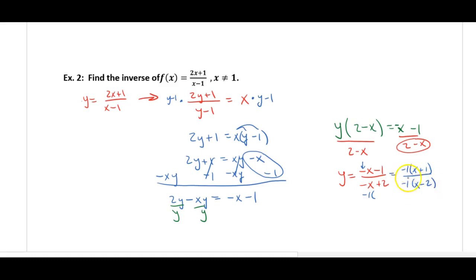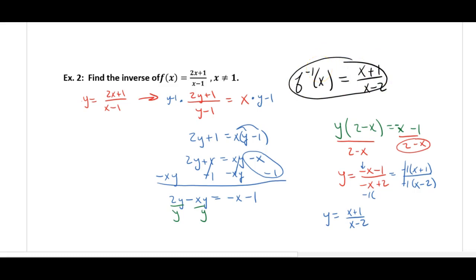Well, what happens to these negative 1s now? They cancel out, and I get y equals x plus 1 over x minus 2. So when we write our final answer, what we're going to do is come up here and say f inverse of x is equal to x plus 1 over x minus 2.